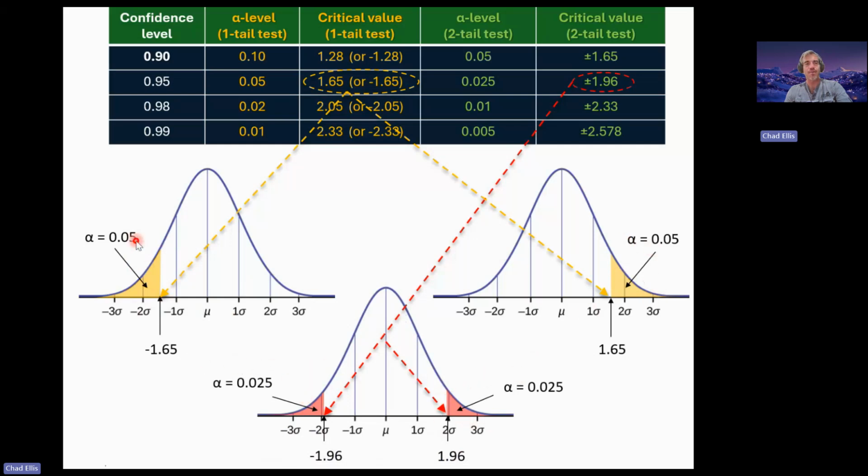So now instead of having a 5% rejection area for the directional test, we split it in half, so we have 0.025 on each of the tails. And you can see that the critical values are further out for the two-tailed non-directional test compared to the one-tailed directional test.